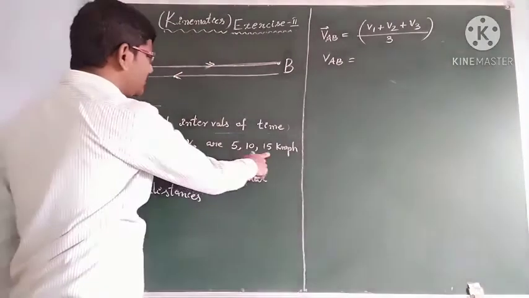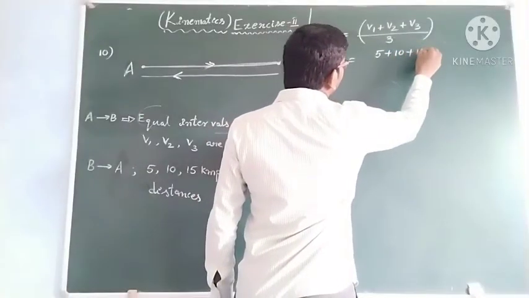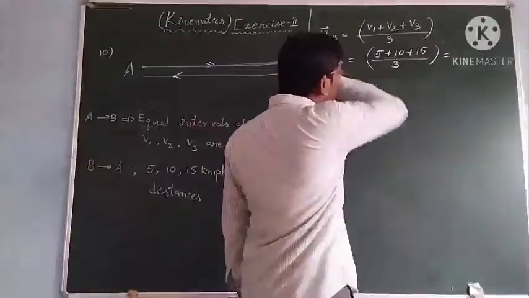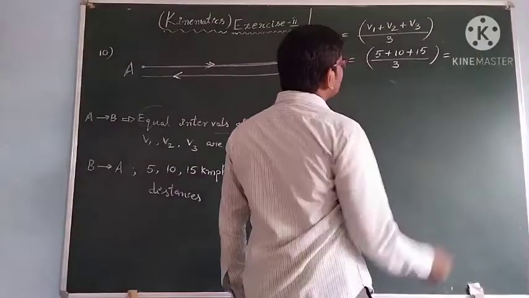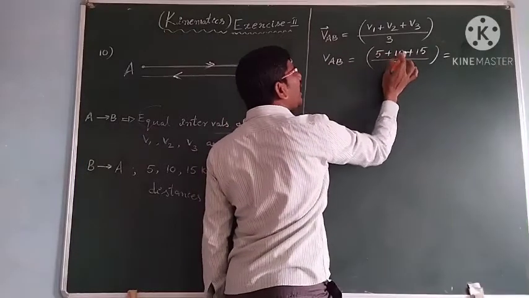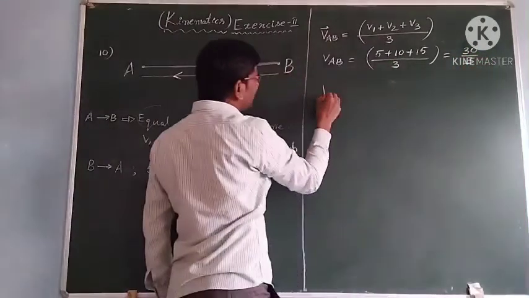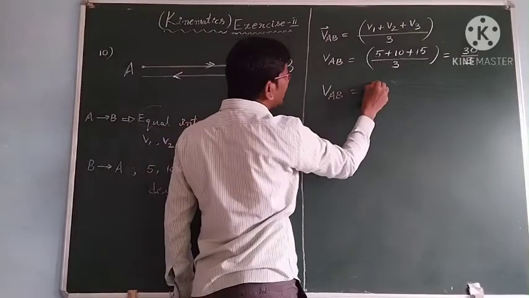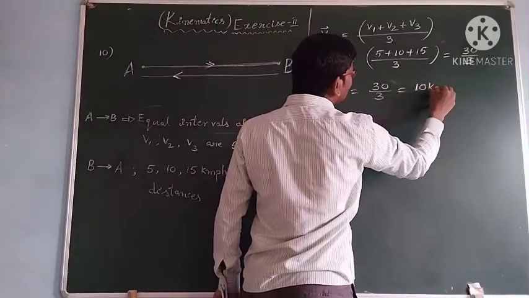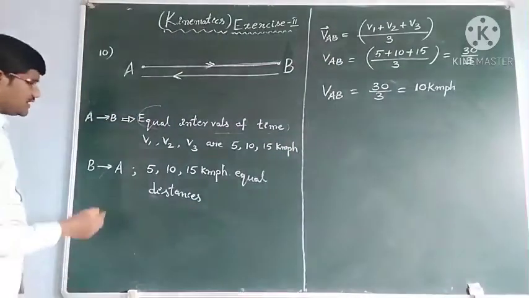So 5, 10, 15. 5 plus 10 plus 15 by 3, so that is 30 by 3. 5 plus 10 is 15, 15 plus 15 is 30, 30 by 3. Then the average speed from A to B is 30 by 3, which is 10 kmph. And next, what we are doing, you see students.